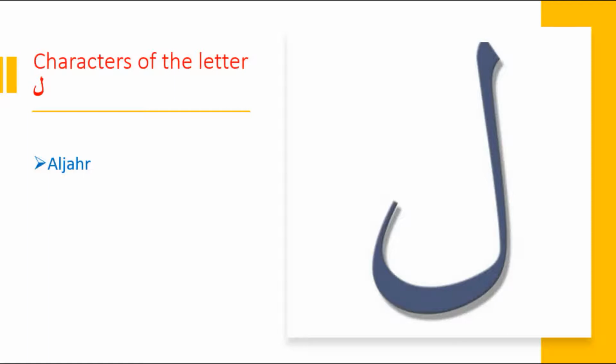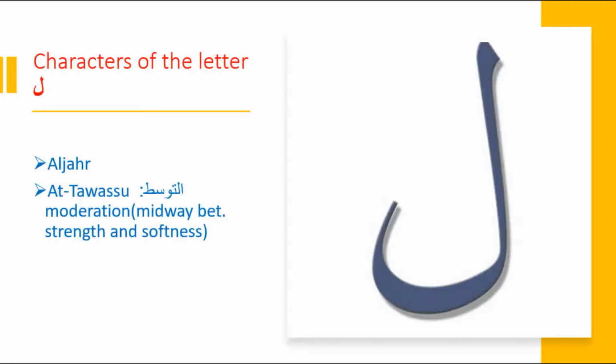We will talk about this later on. But first of all, you have to know that it is jahra, and it is tawassut. Tawassut means it is midway between being strong or soft. It is not a soft letter like seen. Seen is soft. But this is not soft and it is not very strong.